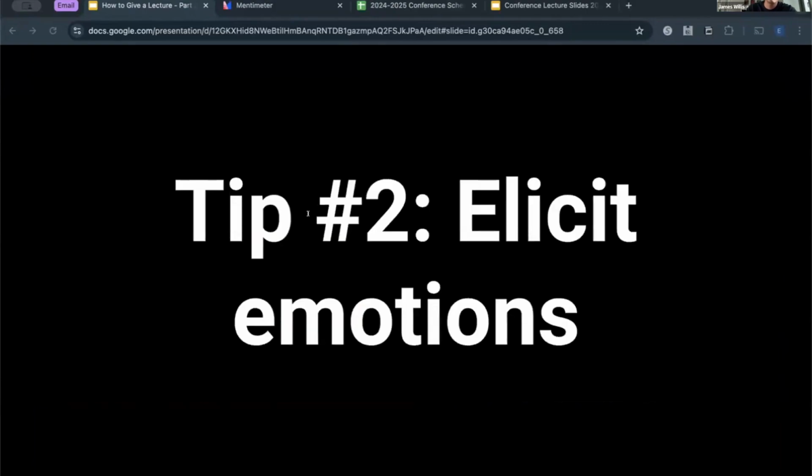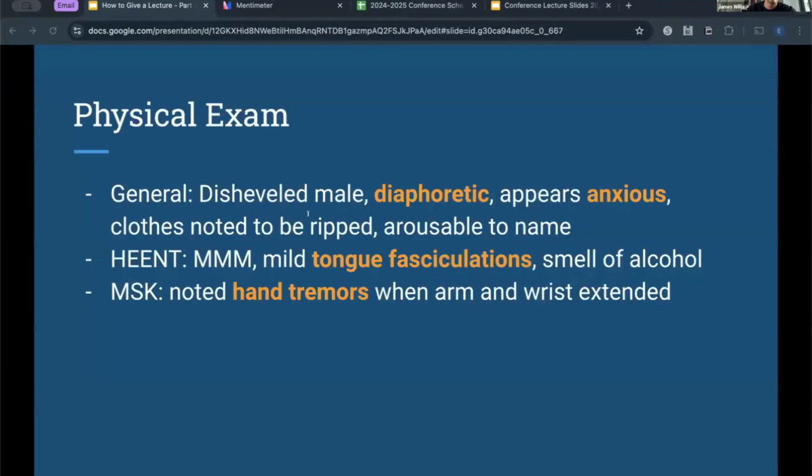So the next tip here is elicit emotions. The issue with a story sometimes is that the audience can get pretty distant to what you're presenting if you don't really give them a reason to engage. So a solution here is to draw their attention in and make them feel like they're part of the story. And we're going to talk about ways of eliciting emotions.